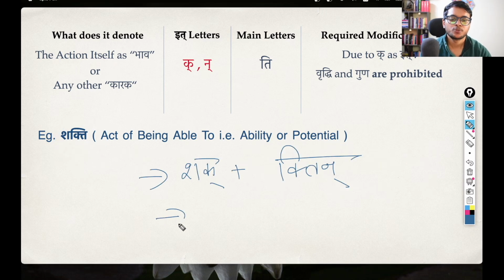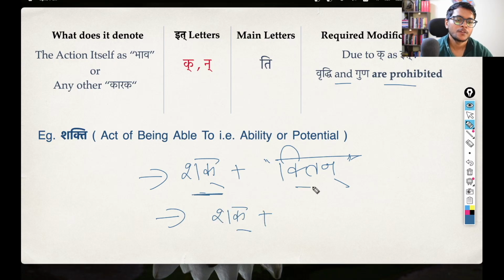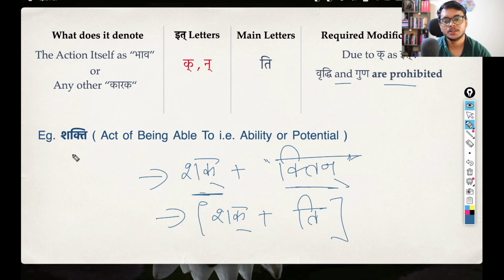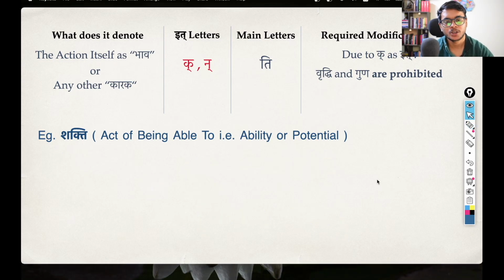And now let us see the Vyutpatti. So Shak Dhatu modified using Tin Pratyay. And since our suffix has a ka as its letter, Vriddhi and Guna are prohibited, so we don't need to bother about them. So this Shak will remain as such. And for this suffix tin, we know the main content is ti. So we are just simply going to combine them together, Shakti. This is the Pratipadika we get. So I hope it is clear.